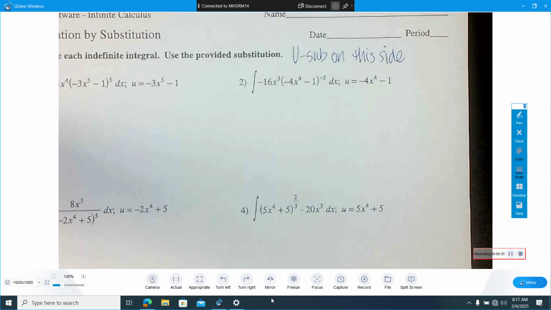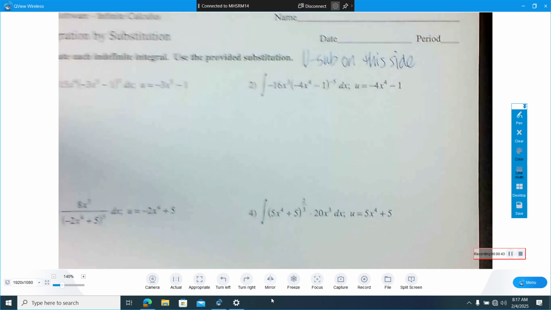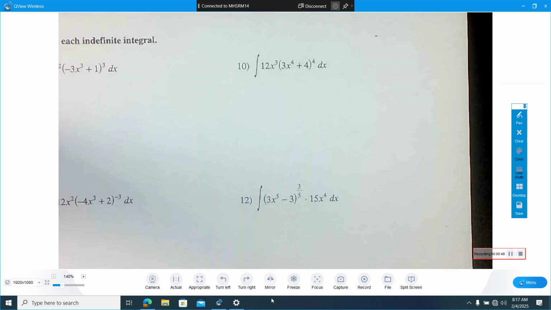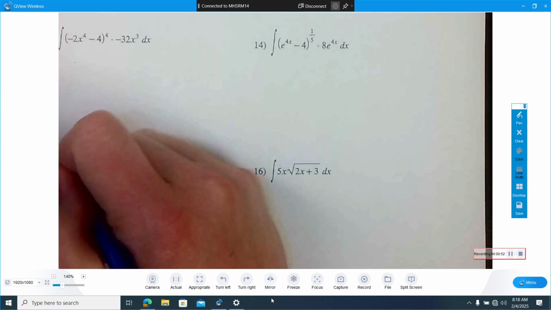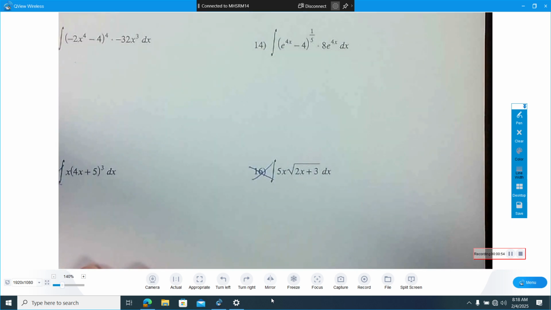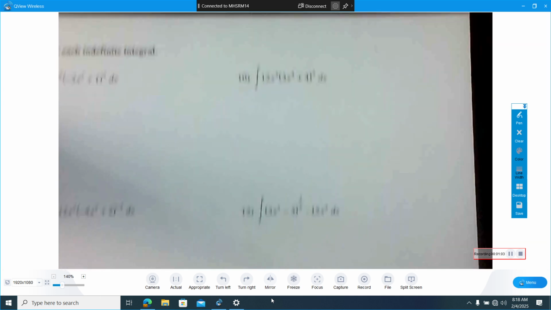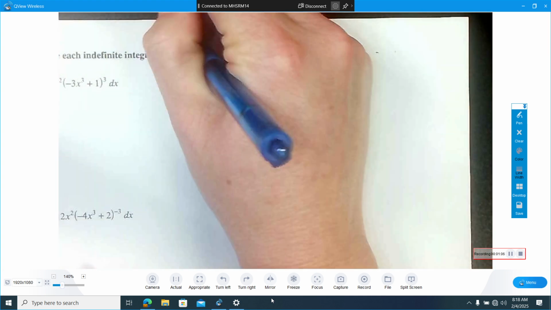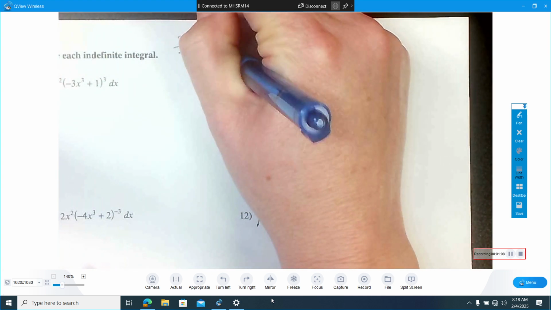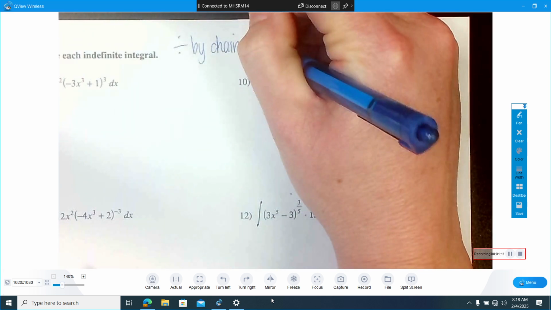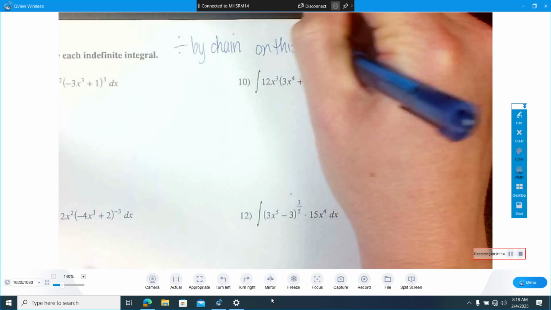So on the front of this page, we're going to do U substitution on this side, and this turns out to be super easy U substitution. I'm going to show you how easy it is in just a second. On the back, mostly because they're telling you what the U is, on the back, you get to, first of all, cross off number 15 and 16 because they are a little bit different, which we'll deal with tomorrow. And on this side, apart from those, we're going to try the divide by the chain rule. On this side.